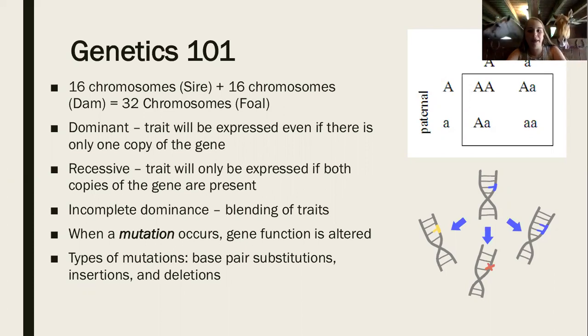And then another big chunk of this presentation will be mutations. So a mutation causes gene function to be altered, so the gene would not function as normal because it's messed up. There are 3 main types of mutations. There's base pair substitutions, which means you're swapping out one base for another. There's insertions, which means you may insert another base. And deletions, which means that you may take out a base.